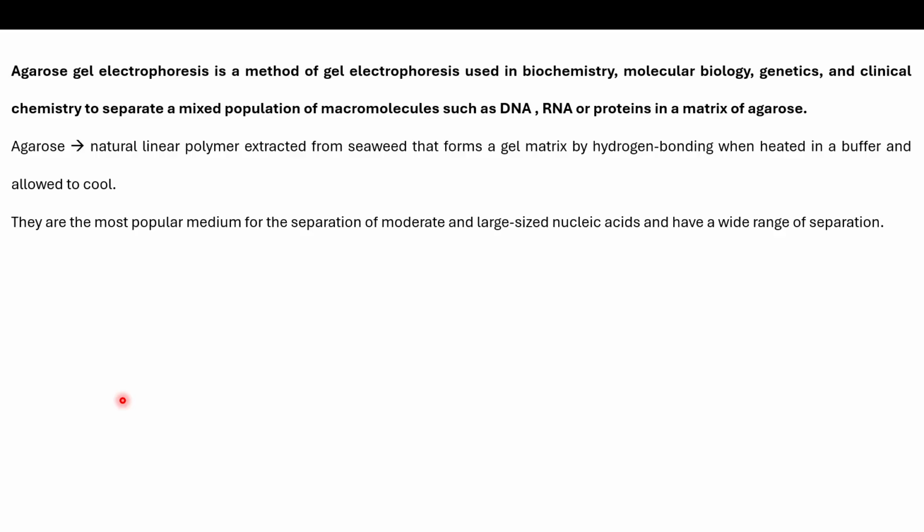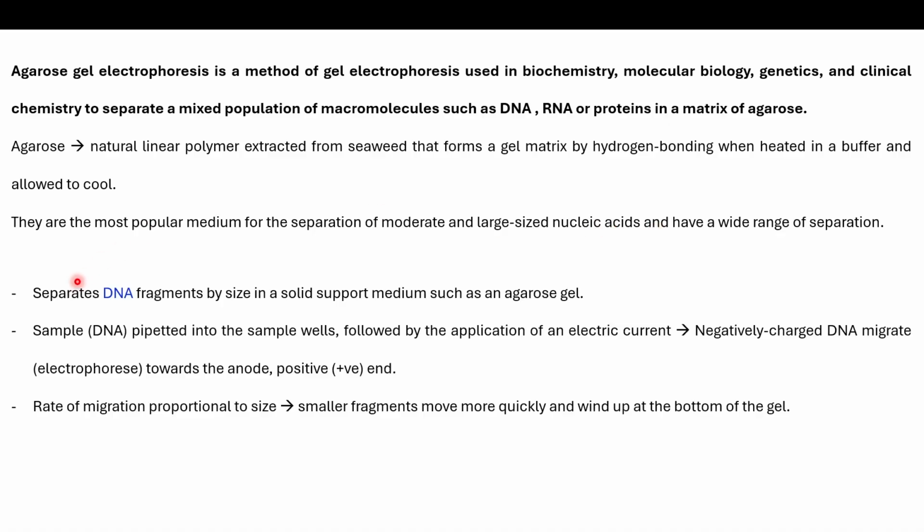Similarly, there's agarose gel electrophoresis, where agarose is a natural linear polymer extracted from seaweed that forms a gel matrix by hydrogen bonding when heated in a buffer and allowed to cool. Agarose is the most popular medium for separating moderate and large sized nucleic acids and has a wide range of separation. It basically separates DNA fragments by size in a solid support medium.